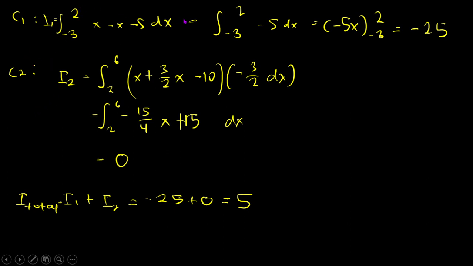Substitute y in terms of x, and for the first curve we get negative 25. And then for the second one, we substitute y in terms of x, and we get 0, hence the total is negative 25.